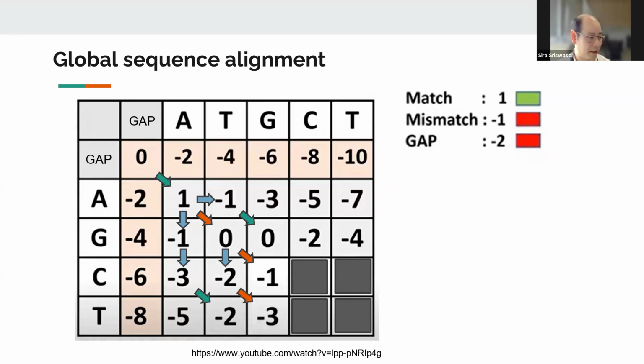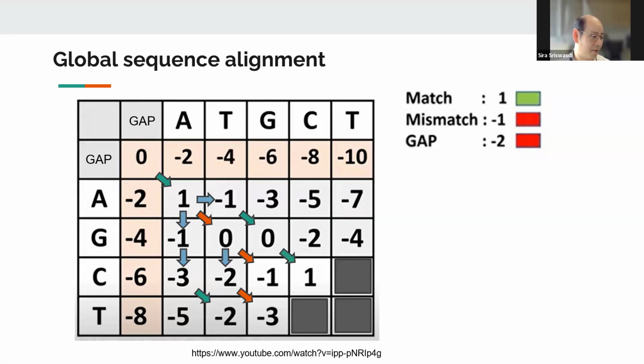So we can keep filling this, right? We consider, let's say, from T and G here, so the score is 0. And we can either introduce insertion deletion and get -2, or we can put G and C together and get a mismatch, -1. So there's no way to get a positive score from this position.